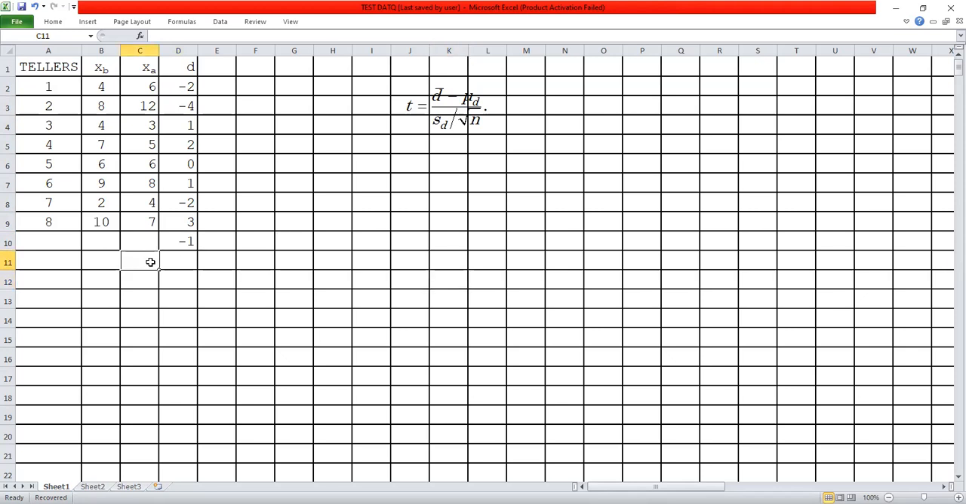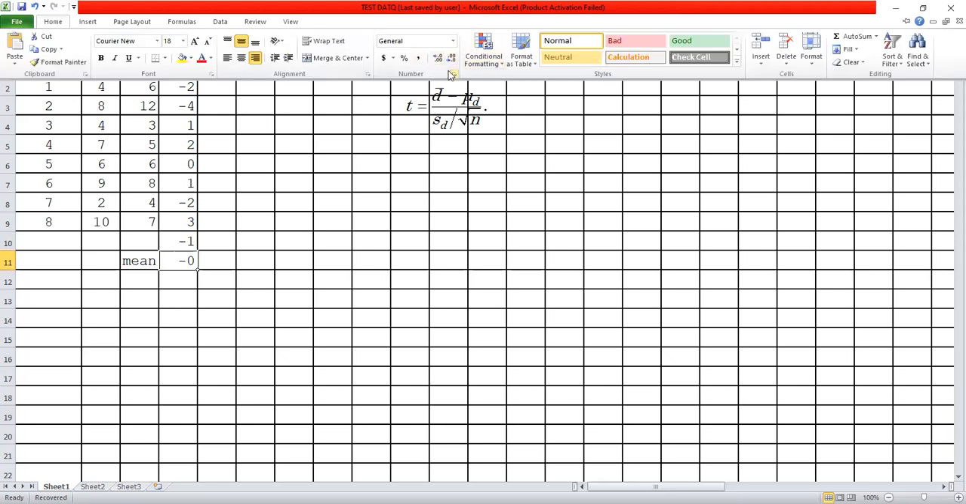Therefore, we get D bar. So you must write D with a bar on top. D bar, I'll just write mean here. Mean. D bar, which is up here, is equal to minus this, that, divided by 8. There are 8 tellers. That is the average service time.